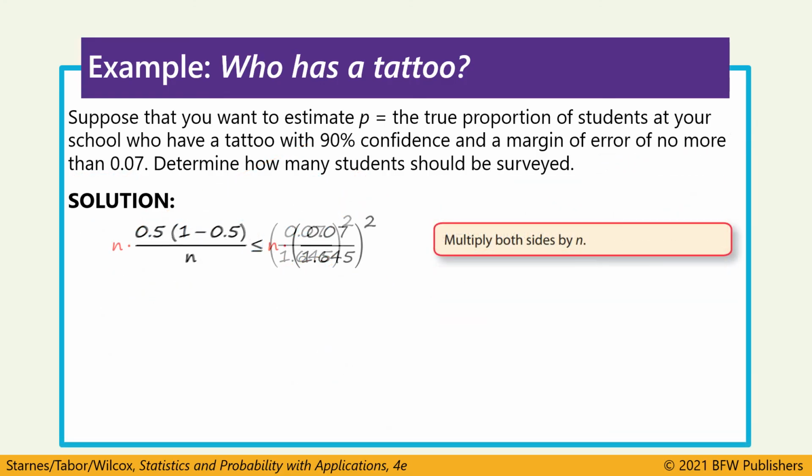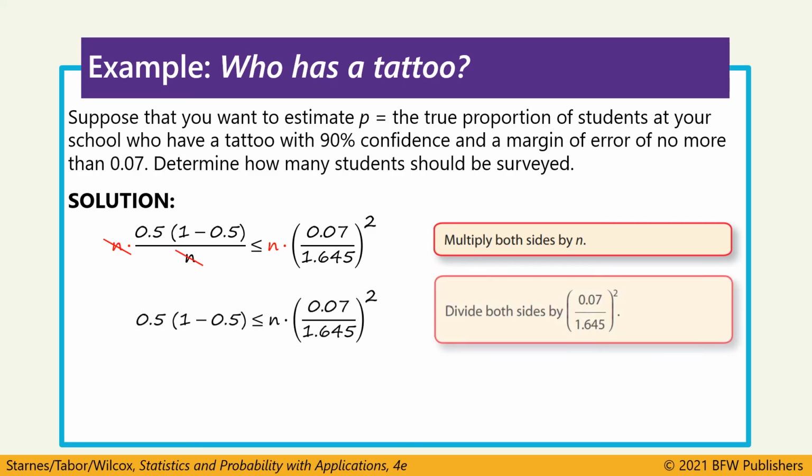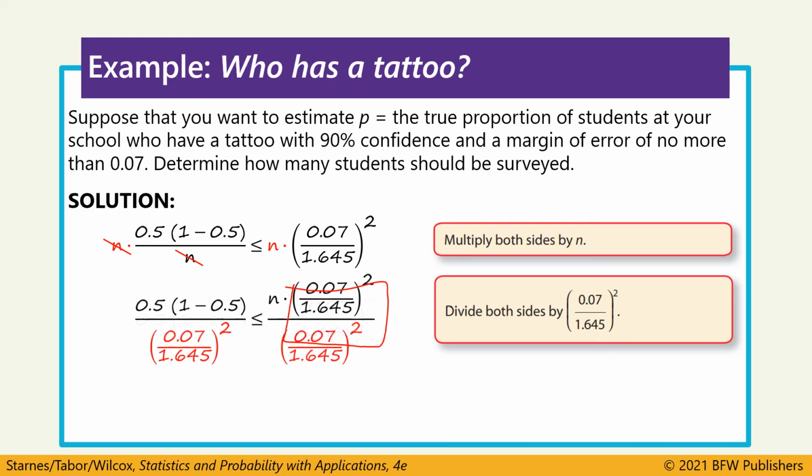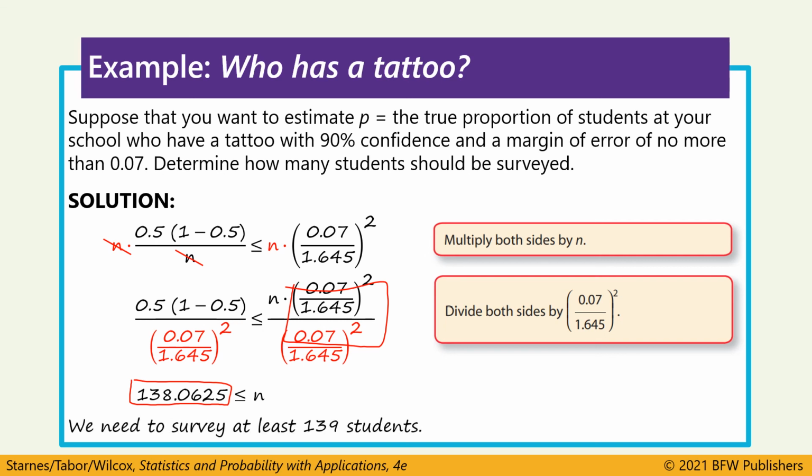Next, we're going to multiply both sides by n to move that n outside of the denominator. And as a last step, to get the n all by itself, we're going to divide it by this entire fraction. When we do that, we get our answer, 138.06, and we're always going to round this number up. So we need to survey at least 139 students.